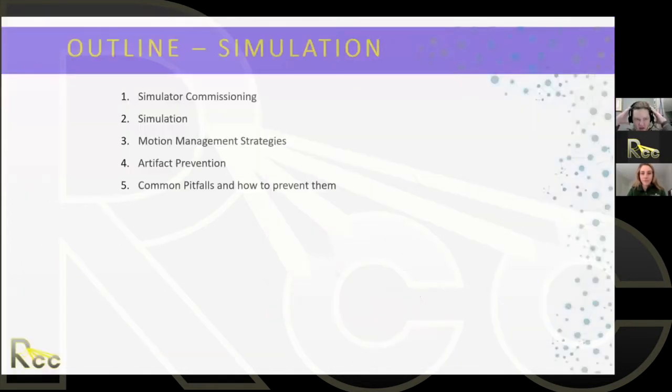In this lecture, we'll start by talking about how you commission your new simulator. Some of you may have gone from a conventional X-ray simulator to CT. Some of you may have had your CT for a while. Then I'll say a few things about simulation itself. It's not that different from 3D simulation; there are just a few pointers on what to think about. The majority of my talk will be on motion management strategies for respiratory motion, because that's where IMRT is really the most different from 3D planning. At the end, I'll cover a little about artifact prevention in your imaging, and we can discuss some common pitfalls and how to prevent them.